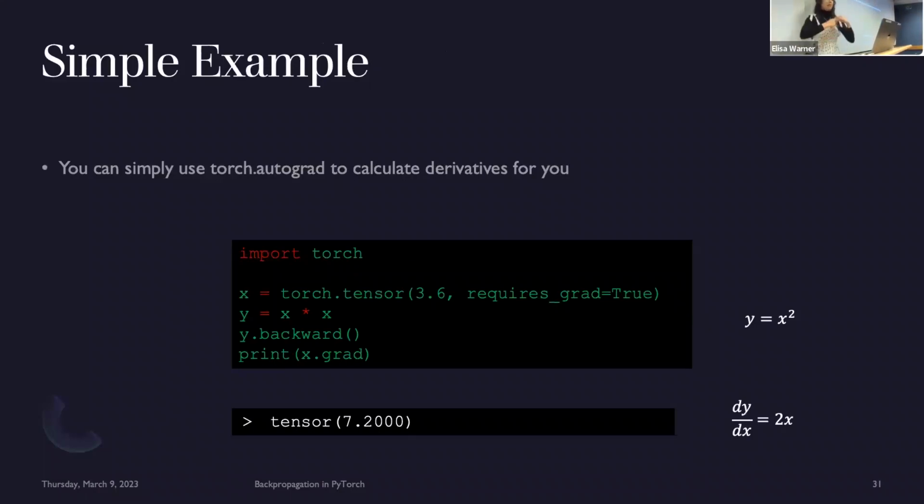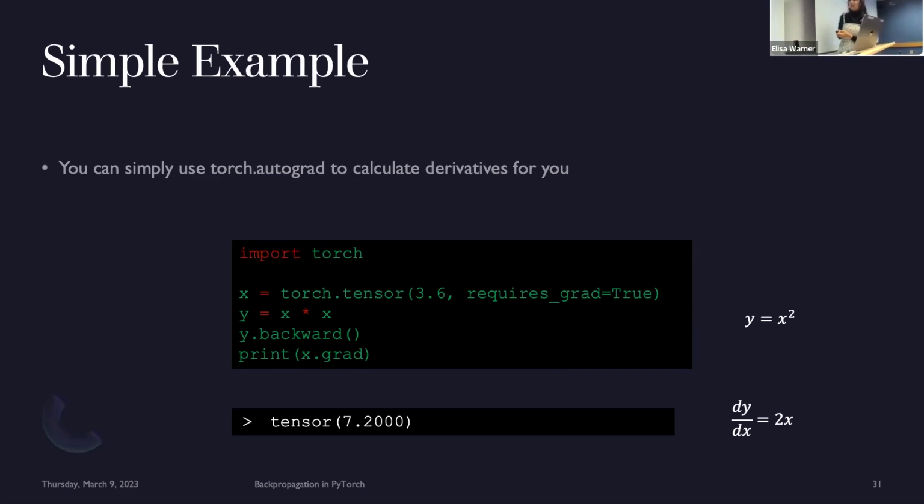So let's do one more example of using torch.autograd. You don't need to use it in a neural network. You could just use it to calculate a derivative for you. Like let's say you don't have access to Wolfram Alpha, or you just want to be cool and use this in PyTorch. You can totally do that.